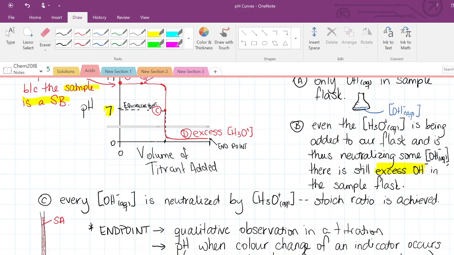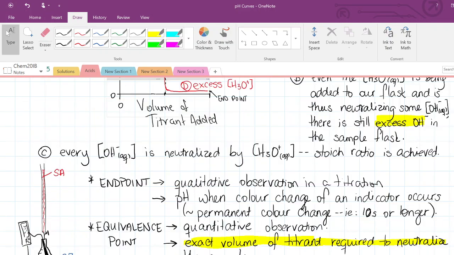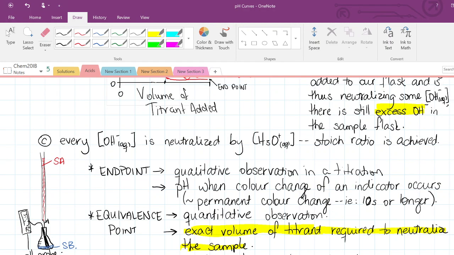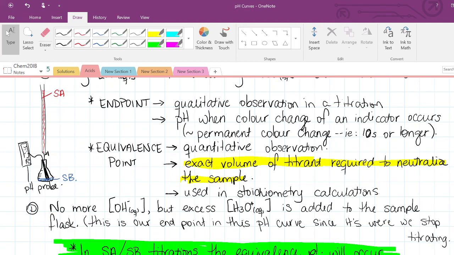So the endpoint is a qualitative observation when we talk titration analysis, and that qualitative observation is when we see a permanent color change of 10 seconds or longer. I said 30 seconds before, and 10 seconds seems a little bit short to me, but somewhere between 10 and 30 seconds, let's say. Okay. And then that point D, like I said, is the point where there's no more hydroxide and there's excess hydronium.